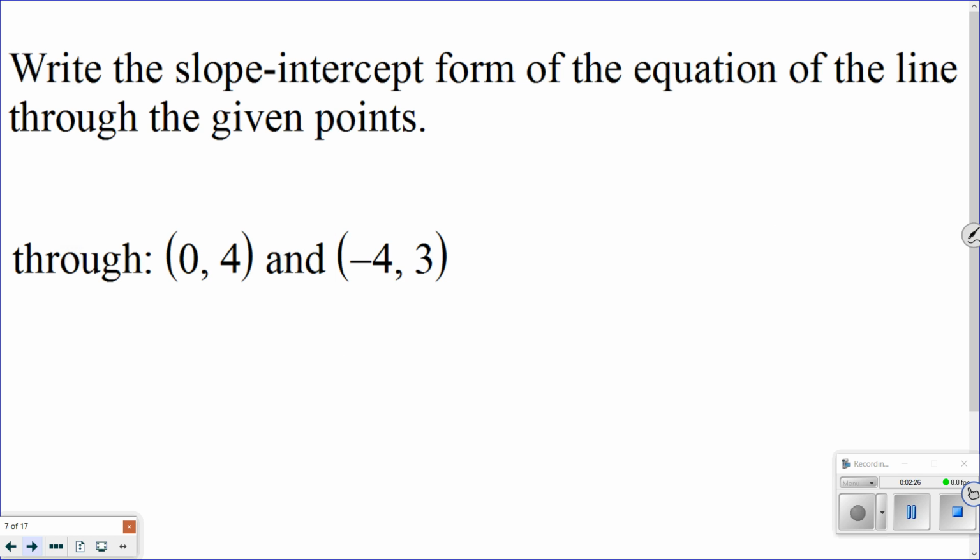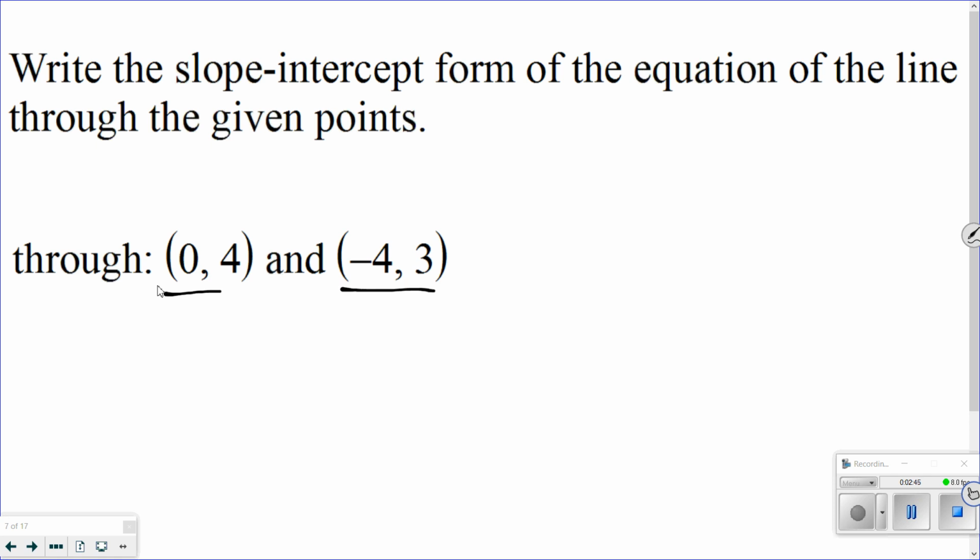So if you look at this problem, it says write the slope-intercept form of the equation of the line that passes through the given points. Now the difference in this problem from the other problems we've done is that it does not tell you the slope. But we know how to find the slope if we have 2 points, and I do have 2 points.